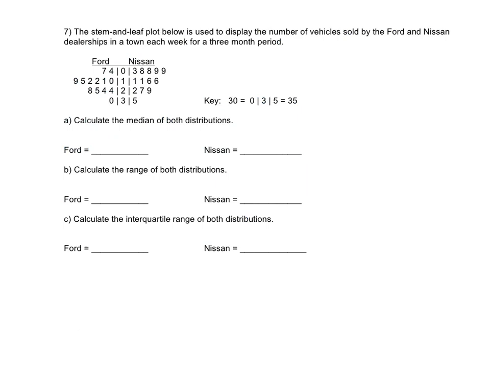So this next problem, they're giving you a stem and leaf plot, which is used to display the number of vehicles sold by the Ford and Nissan dealerships in a town each week for a 3-month period. And here, this is what we call a side-to-side or a back-to-back stem and leaf plot. For this type of graph, what they do is they put the stem in the center and then the leaves on each side corresponding to each data set.